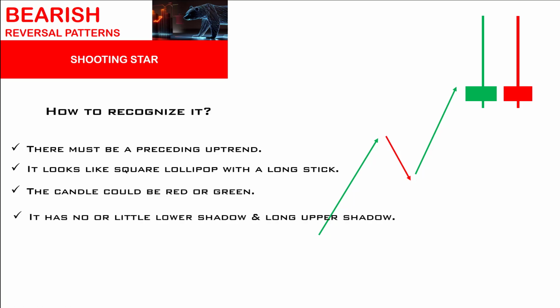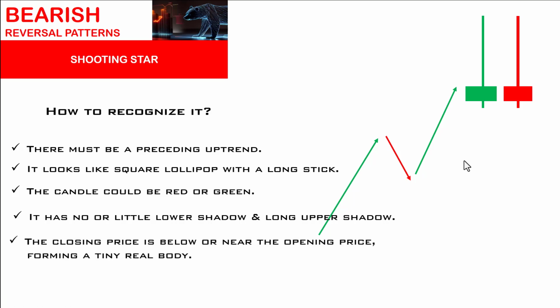It has no or little lower shadow and a long upper shadow, sometimes without a lower shadow, sometimes with a small lower shadow, but a very long upper shadow. This is the key to it. The closing price is below or near the opening price, forming a tiny red body. So we have dealt with that one.